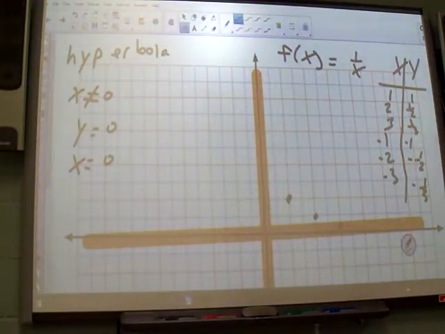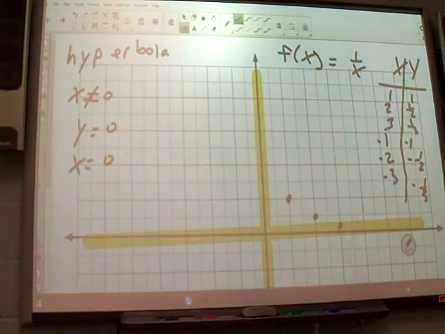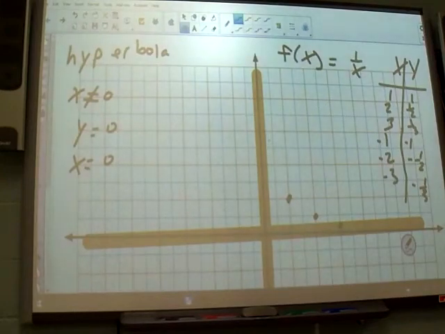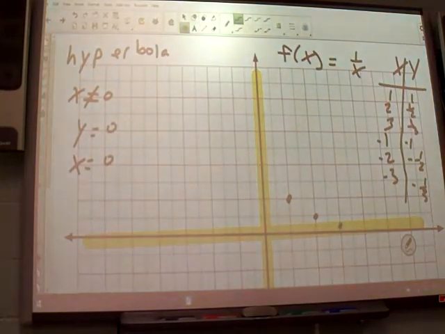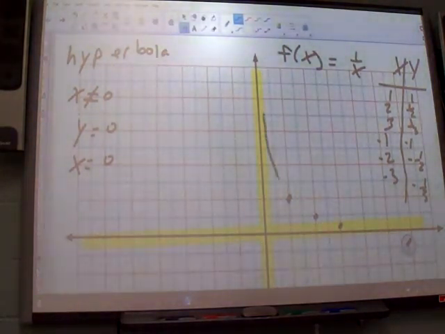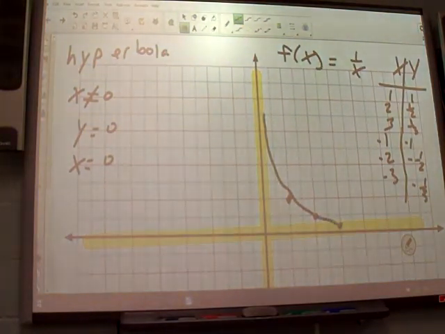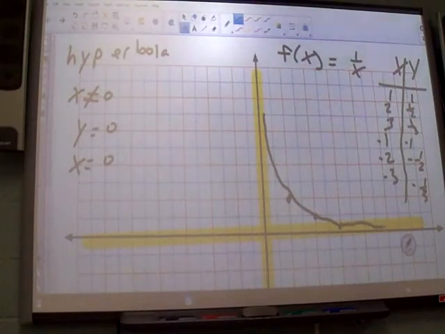Now don't draw a line. Okay, I gave you an idea over there on the dry erase board. Your hyperbola branches are curves. So it's going to get real close to this yellow line, but never touch it. It's going to get my points maybe. And then get real close to the x-axis, but never touch it.